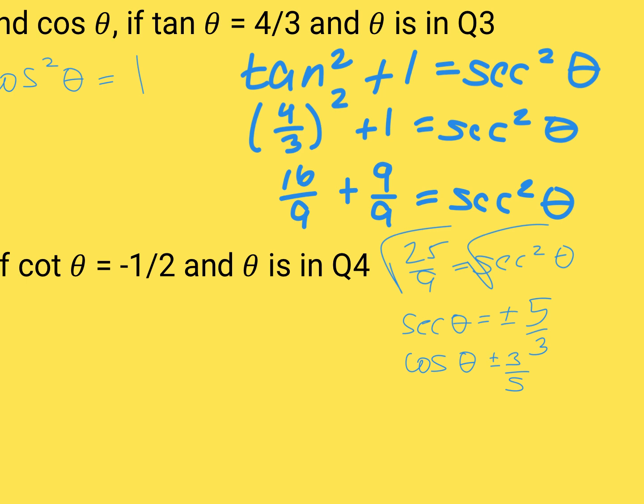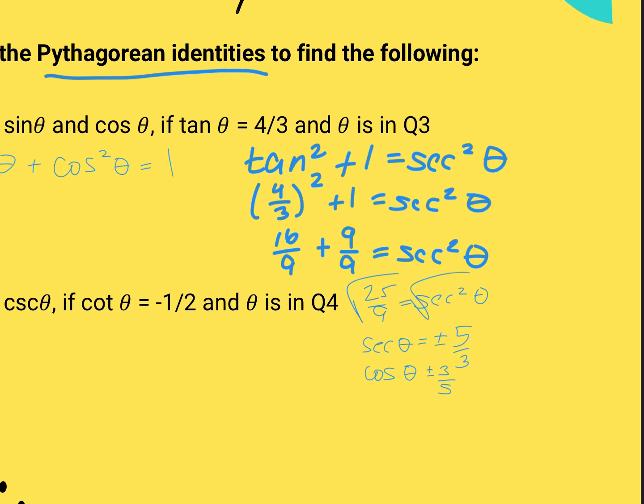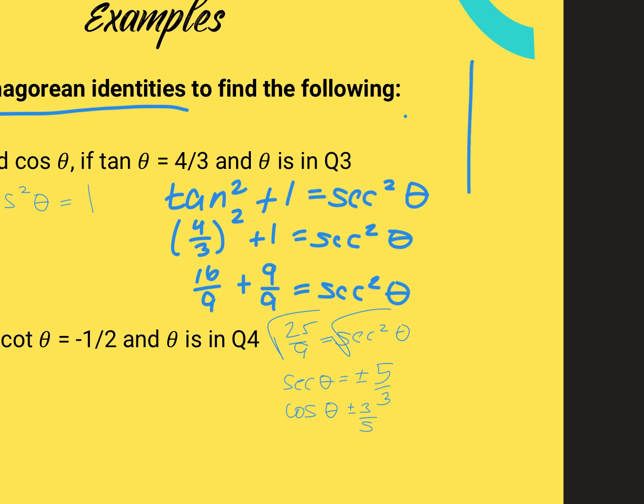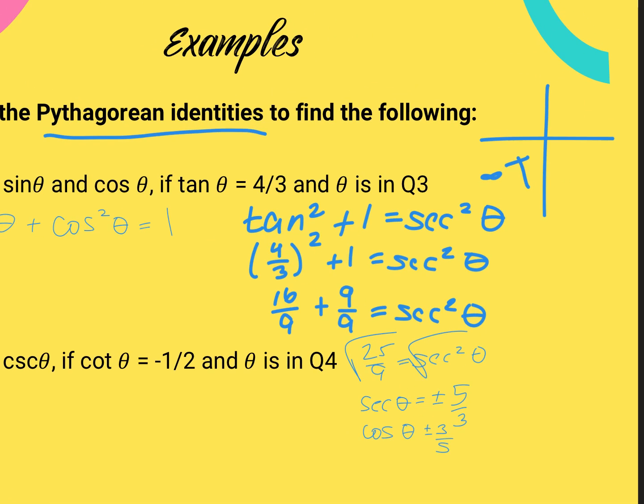But wait, is it plus or minus? What quadrant is this angle in? It's in the third. What do I know about cosine in the third quadrant? The reciprocals. Oh yeah, I just realized. So what do I know? What is positive over here in the third quadrant? Tangent and cotangent. So what do I know about cosine in the third quadrant? It's negative.